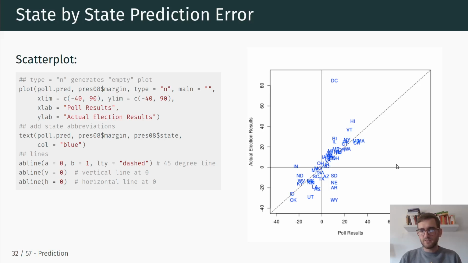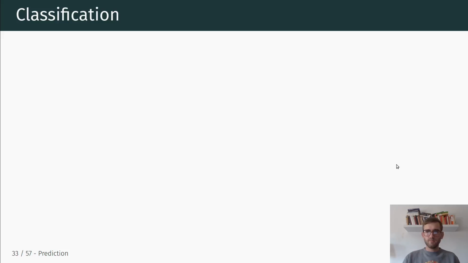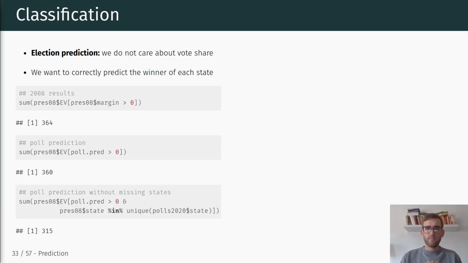Of course, we don't want to stop here. Ultimately, what we want to predict is not the vote share in each state. We want to correctly predict the winner of each state. And so if we look at just the 2008 results, which we use as the baseline of comparison here, we can look at the electoral votes where the margin was larger than 0. So that's all the states that voted for Obama in the 2008 election.